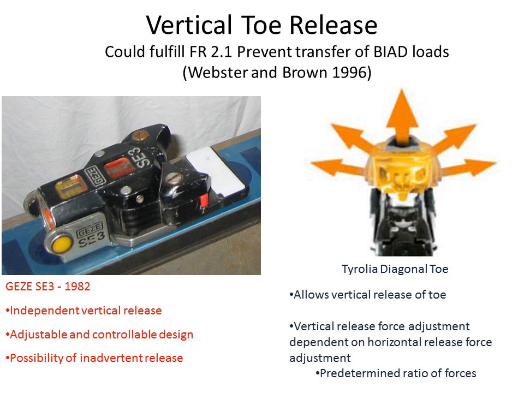Another design is the diagonal toe seen in Tyrolia bindings. This again allows a vertical release of the toe, but the vertical release is based on a fixed ratio between the vertical and horizontal retention forces.